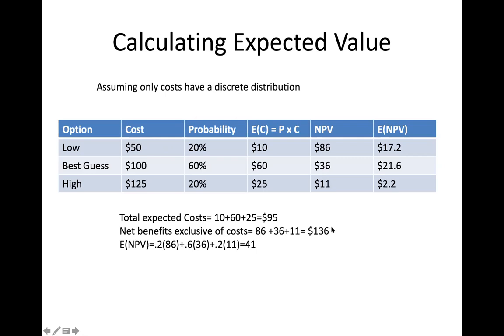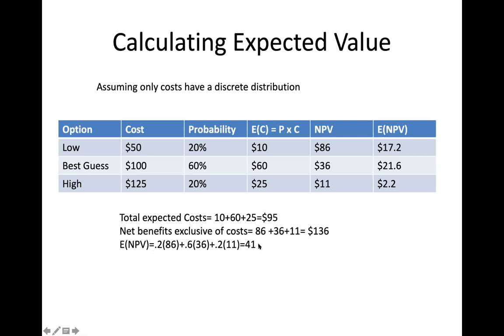But the problem is that you can't do that because you have these probabilities. You're not going to get 86 all the time. You're only going to get 86 20% of the time. So you have to multiply the 86 by the probability that you'll get 86. And then you have to multiply this 36 by the probability you'll get 36, 0.6. Then you have to multiply the 11 times the probability that you will get that, which will be 0.2.